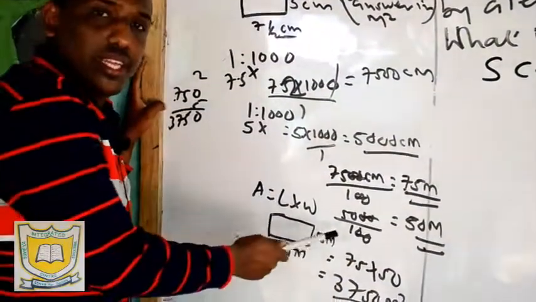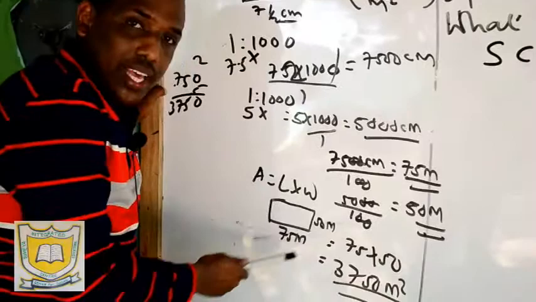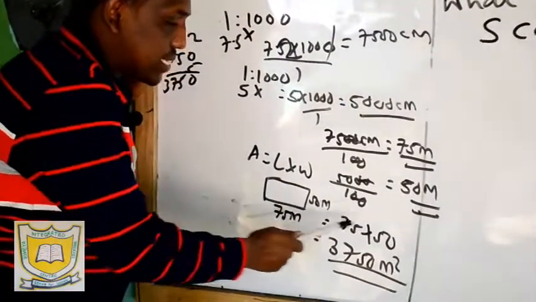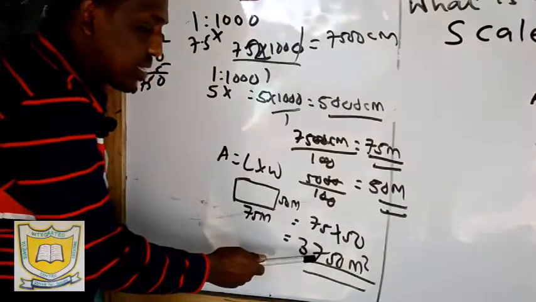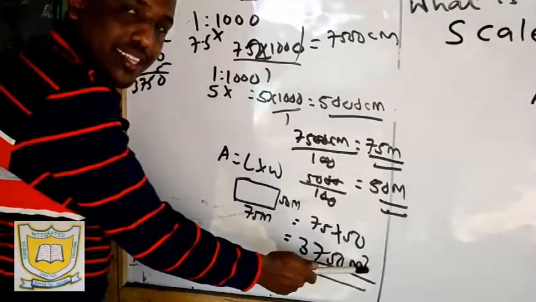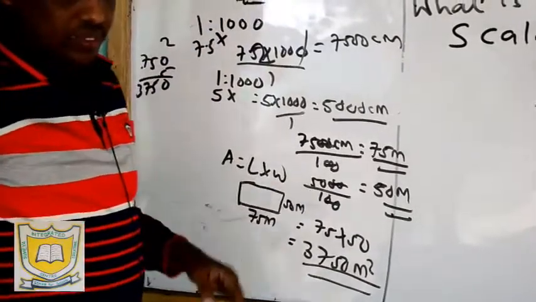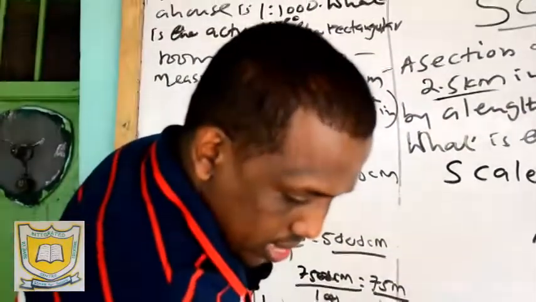This is the actual length and the actual width. Now get the actual area. Actual area is equal to 75 meters times 50 meters. You will get 3,750 meters squared. If they want it in hectares, you say divided by 10,000. That is how we solve that question.